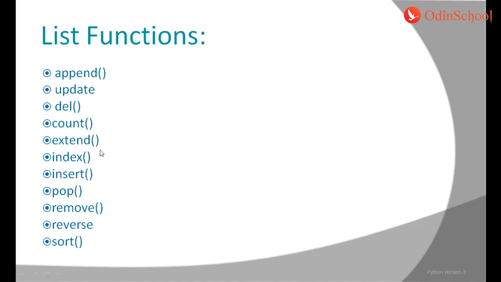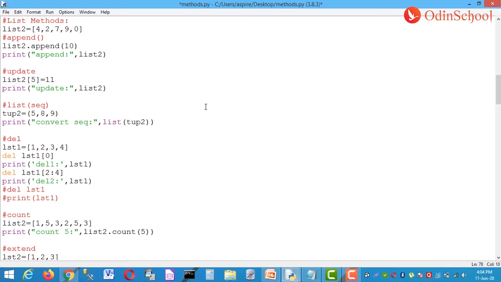Let's see the example. By example we can easily understand all the functions. In the list, mainly sort, pop and insert. These three functions are mainly used in data structure programming, because in data structure programming we are using stacks, queues, and sorting and searching. So for this kind of thing we need the insert, pop, sort functions. Let's see the example of these list functions.